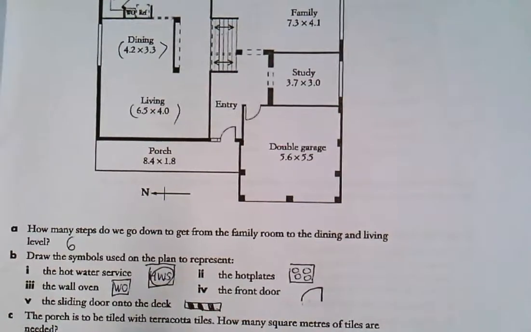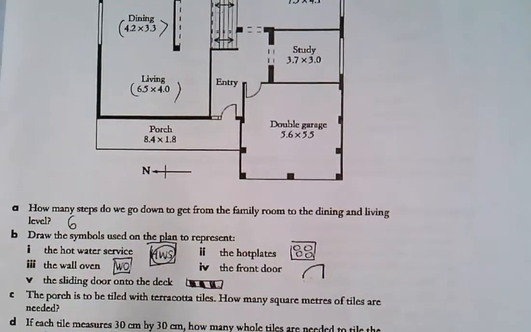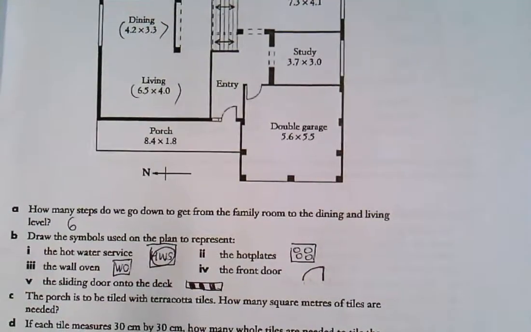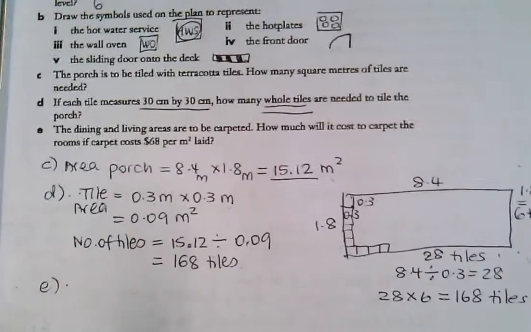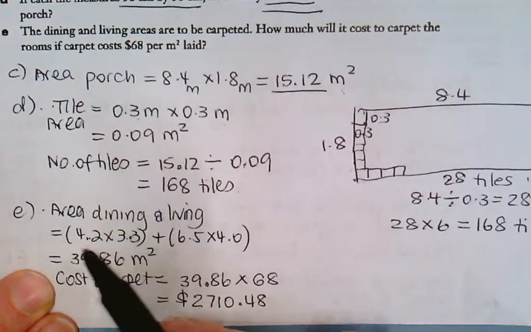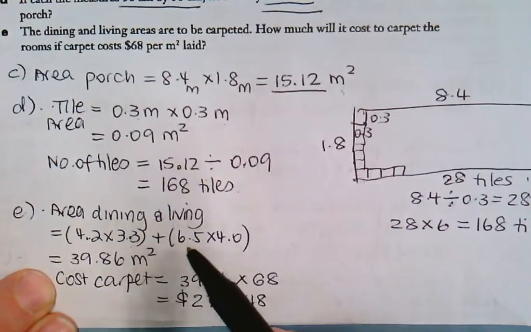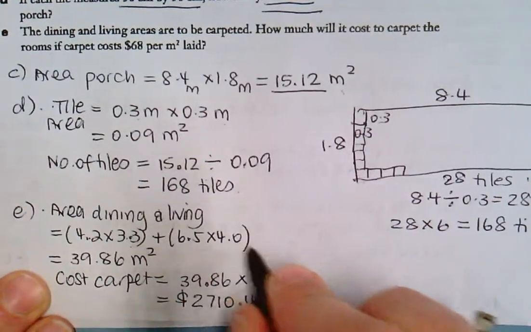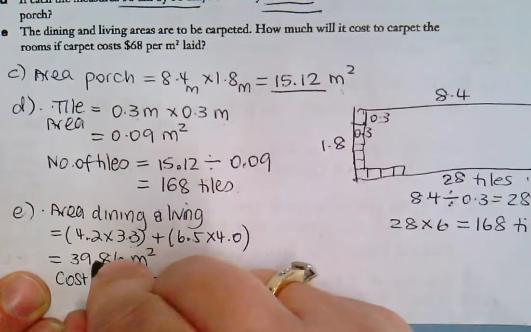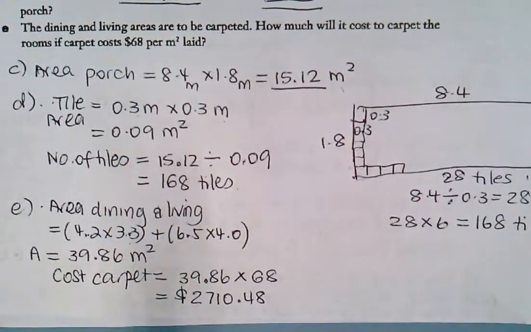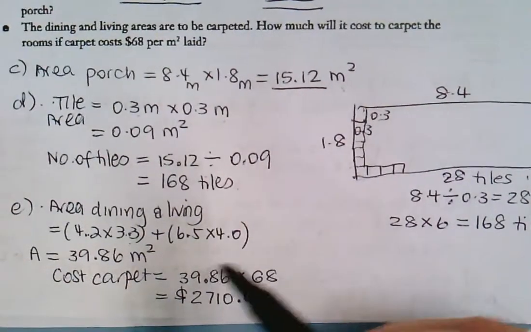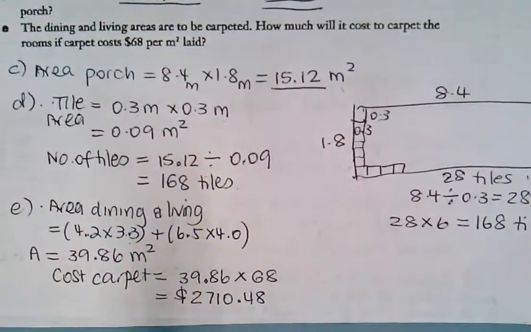And what are you going to do with that answer when you get it? And as someone said, you're going to multiply by 68. The area of the dining room was 4.2 times 3.3, plus the area of the living room was 6.5 times 4.0, giving us a total area of 39.86 metres squared, and the cost was $68 per 1 metre squared. So just multiplying that by 68, we get $2,710.48 to carpet both the dining and living areas.